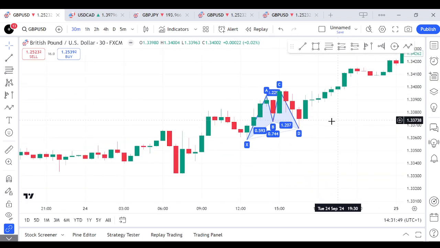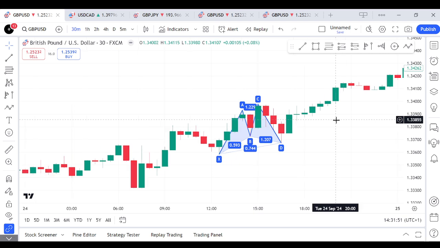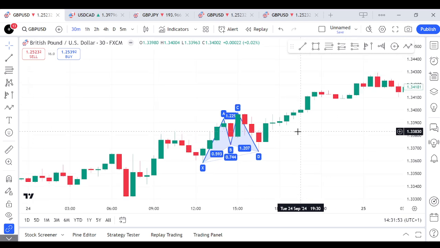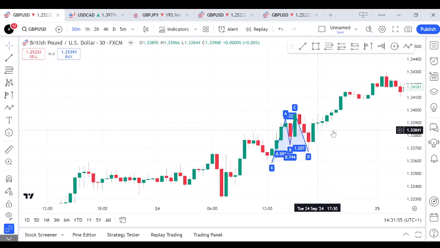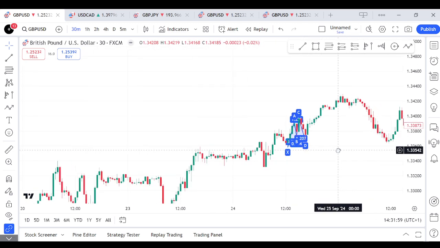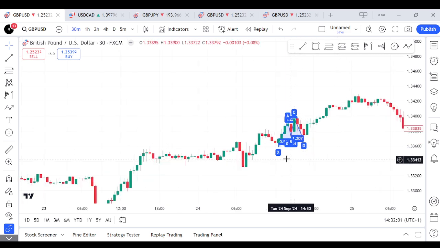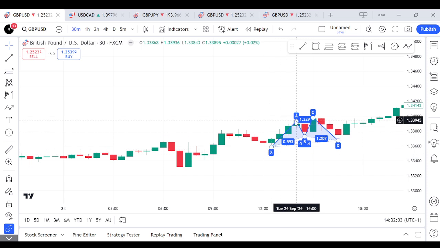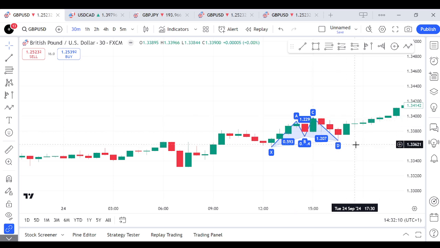Let's find out how we can use this cipher pattern to trade. Let's talk about trading the cipher pattern on the charts. As you can see, this was a bullish leg, and like we said, you first identify the X to A, retracement to B, extension to C, and a retracement to D.